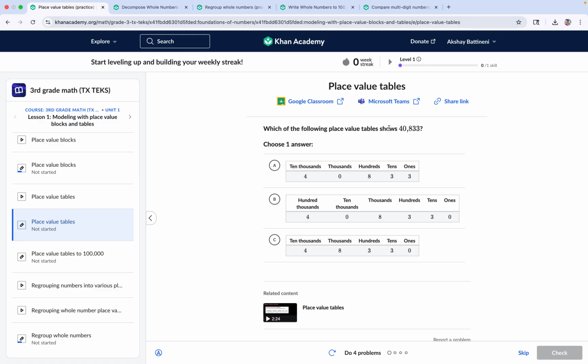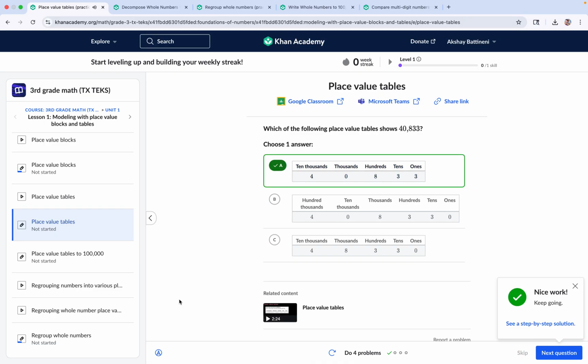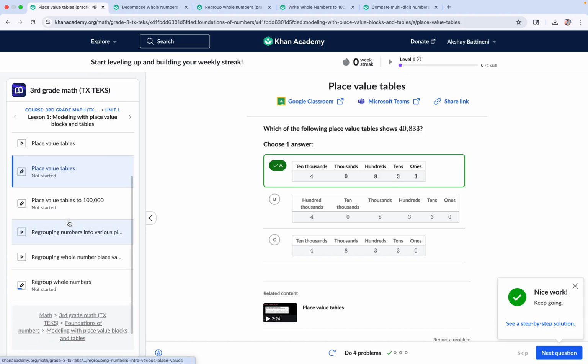So here we have 4 at the 10,000s, that's right. 0 at the thousands, that's right. We have 8 at the hundreds, 3 at the tens, and 3 at the ones. That's all correct. Okay, so that's how we know A is the correct answer. Okay, we have done enough of this.